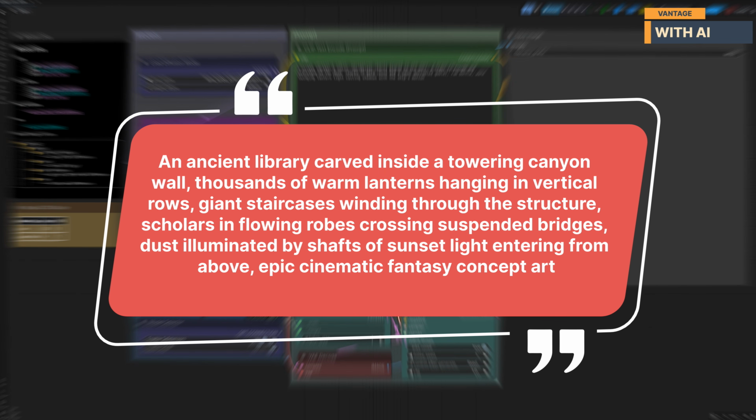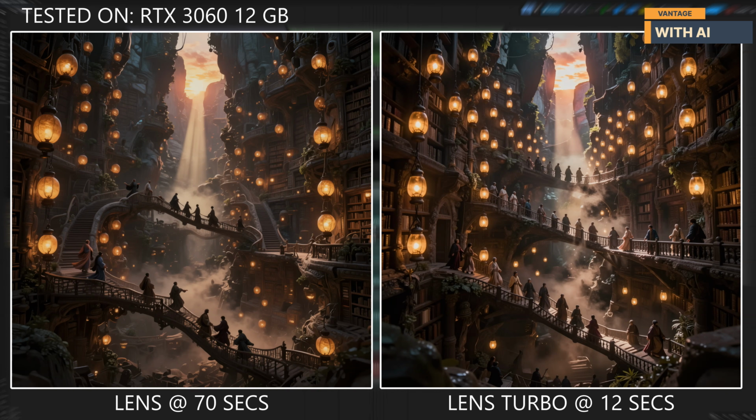For our fifth test, we'll use a large cinematic fantasy environment prompt focused on large-scale composition, depth, architecture, atmosphere, and storytelling detail. Let's generate this with Lens and Lens Turbo and compare the results side by side. Looking at the fifth test, both Microsoft Lens and Lens Turbo produce very impressive results. Both models handle the scale of the scene really well, with strong depth, detailed architecture, and a clear sense of atmosphere throughout the image. The hanging lanterns, layered staircases, and warm light shafts all come through beautifully.